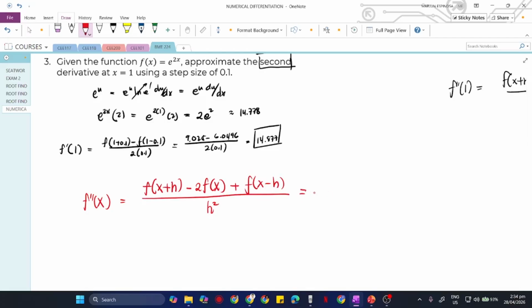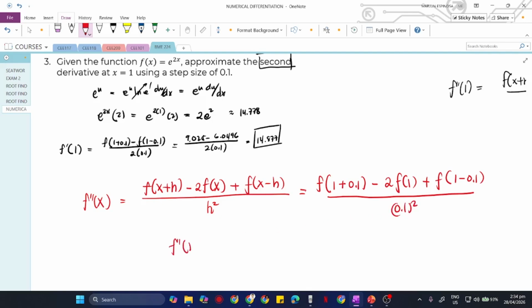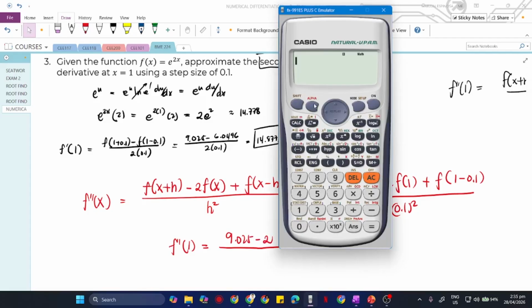So, meaning to say, we have here f of x, yung x natin is 1, plus yung step size natin, 0.1, minus 2 of f of 1, plus yung f of 1 minus 0.1 yung step size natin, all over 0.1 square. Yan yung step size natin, no? So, kukunin natin yung value of the second derivative at x is equivalent sa 1. So, ano yung value natin sa f of 1 plus 0.1? Ito yun, no? 9.025 minus twice nung f of 1.